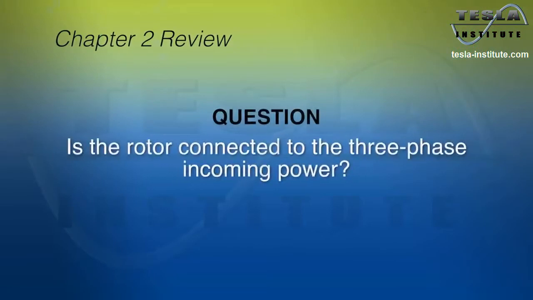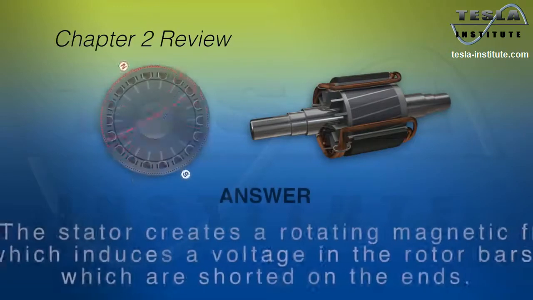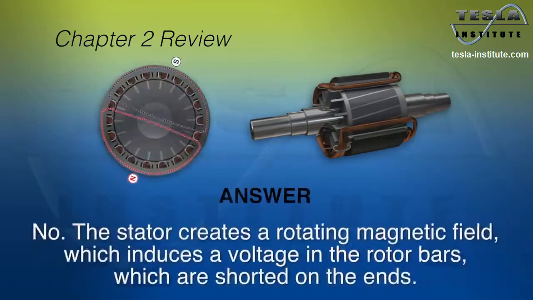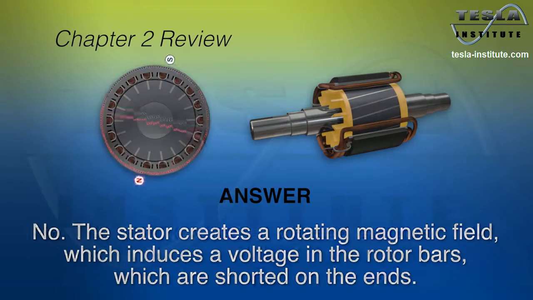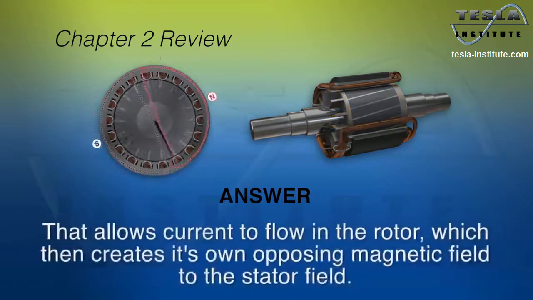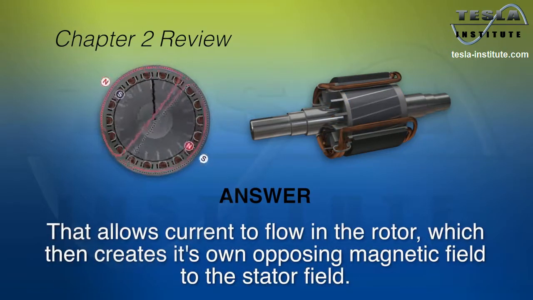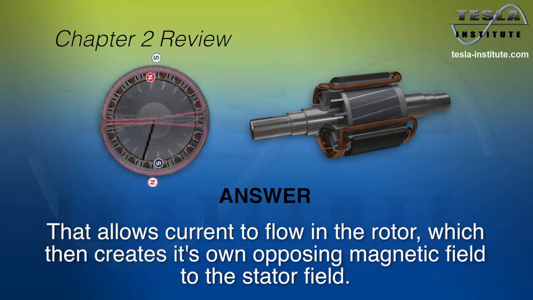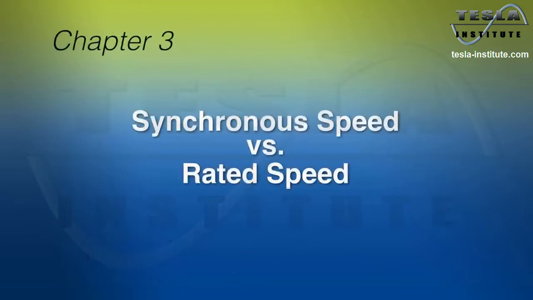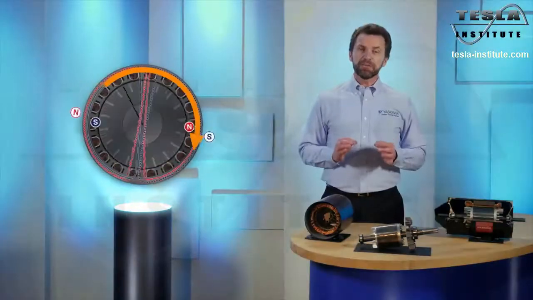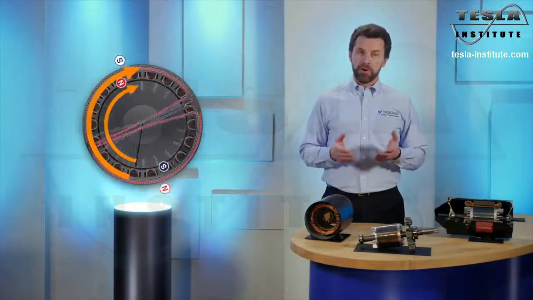Now, here's another question. Is the rotor connected to the three-phase incoming power? The answer is no. The stator creates a rotating magnetic field which induces a voltage in the rotor bars, which are shorted on the ends. That allows current to flow in the rotor, which then creates its own opposing magnetic field to the stator field. The difference between the speed of the magnetic field and the speed of the rotor is called slip.